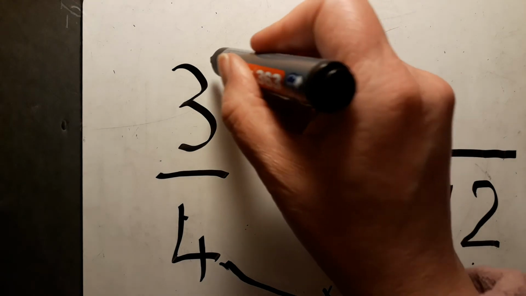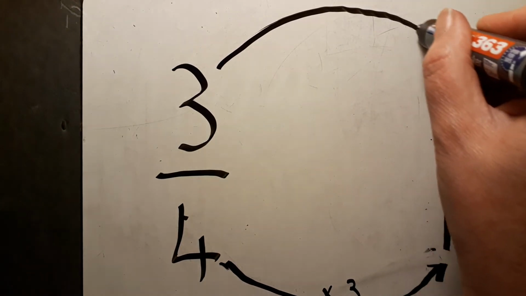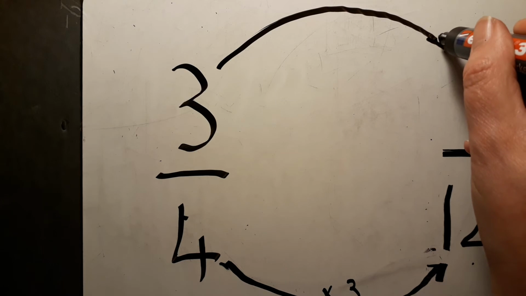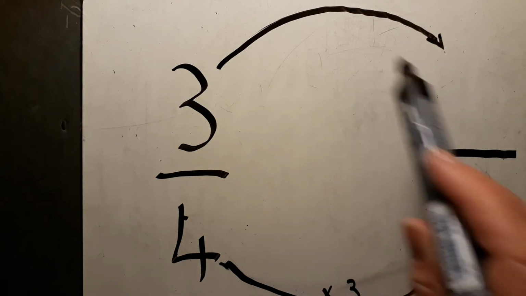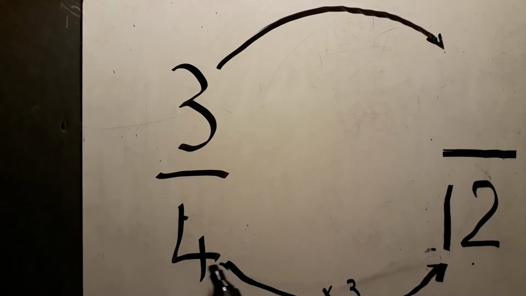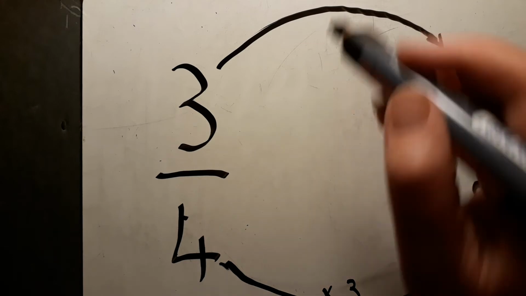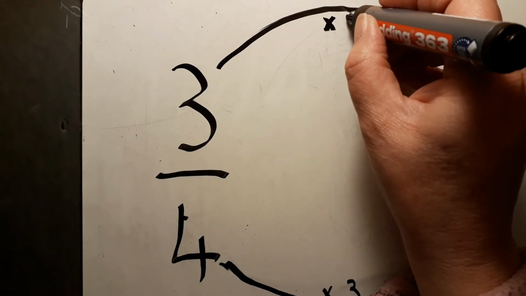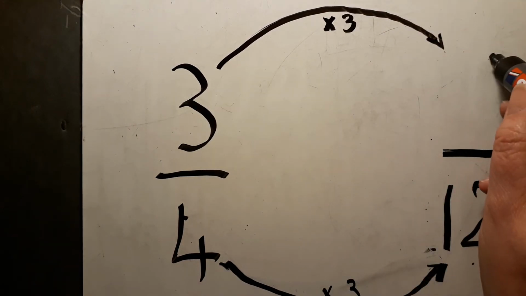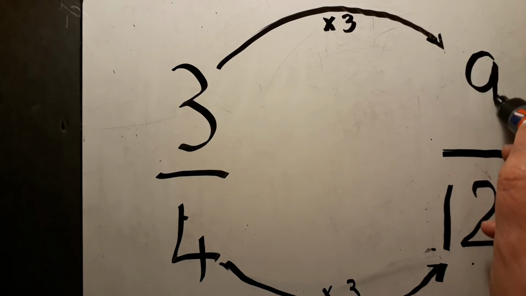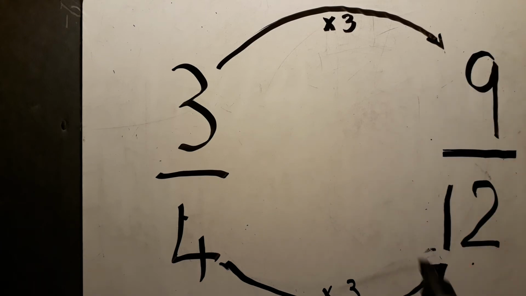The rule that we just looked at is whatever we've done to the top of the fraction, we need to do to the bottom, and whatever we've done to the bottom of the fraction, we need to do to the top. Here we've multiplied our denominator by 3, so we must do that to the top as well. 3 times 3 is 9. So 3/4 is equivalent to 9/12.